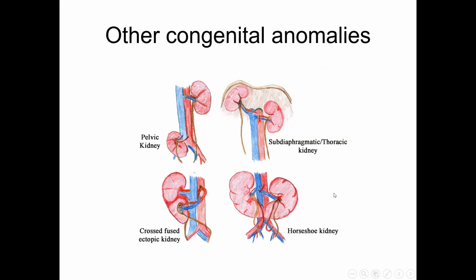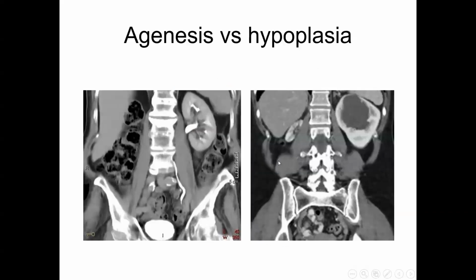And this is horseshoe kidney. So both kidneys are united at the inferior poles. They'll be united in front of the spine. So this is known as horseshoe kidney. These are the common sort of congenital anomalies that you see.